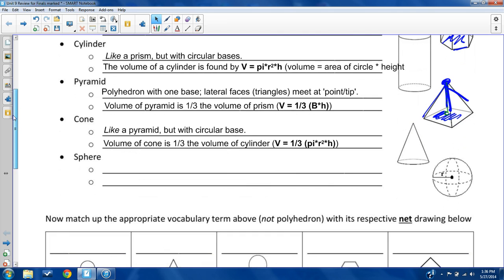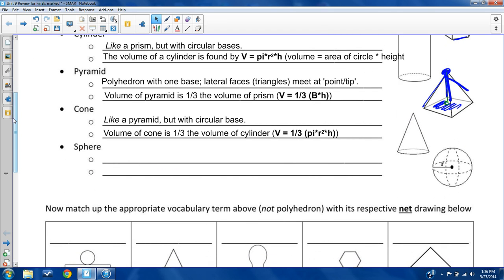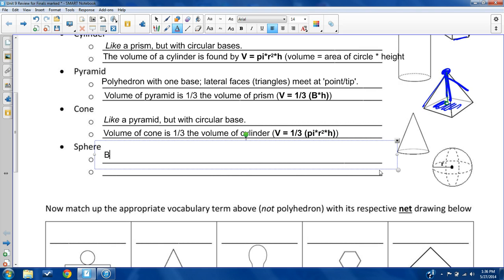A sphere, I don't know if we're going to run into a sphere, but I might as well put it. Sphere, think like basketball, baseball, etc. I'm just going to put examples, and then I'll put your formulas for volume and surface area. Basketball, baseball, ball. I'm going to emphasize baseball when we talk about surface area, because it specifically looks like a baseball when we unravel it in a certain way.